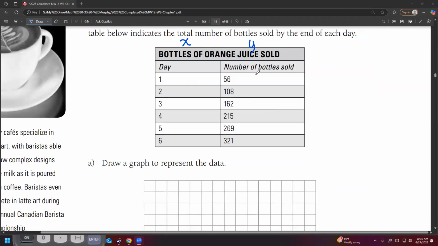So on day one, he has sold 56. Over 2 days, 108. 3 days, 162. 4 days, 215. 5 days, 269. And 6 days, 321.